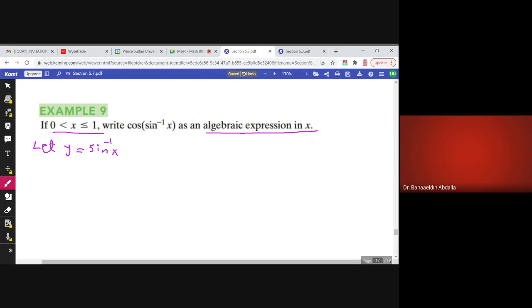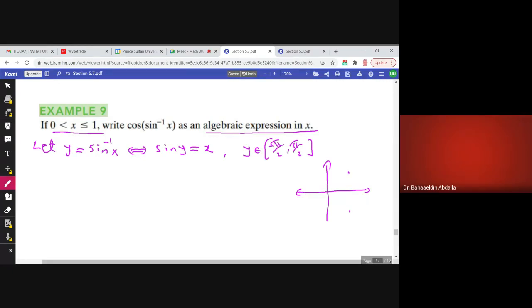Any inverse trigonometric function, you have to call it y directly, immediately. Why? To use the definition. What is the definition? Sine y is x. Now I know that y is in the range of sine inverse, so it is from negative pi over 2 to pi over 2. So either in the first quadrant or in the fourth quadrant.